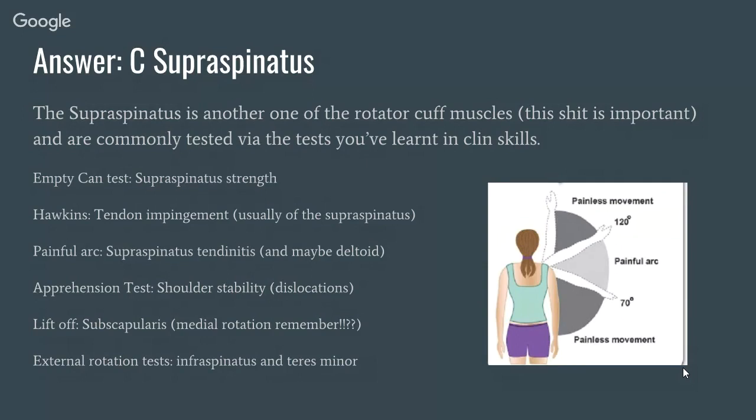You've also got your apprehension test, which is the one where someone's standing like that and you pretty much rotate their shoulder backwards, look for some kind of apprehension on their face. And that pretty much notes some kind of dislocation. They'll show it on their face. With your liftoff test, which is the one where it's right behind your back, that's testing for your subscap. And then finally, external rotation tests are infraspinatus and teres minor.